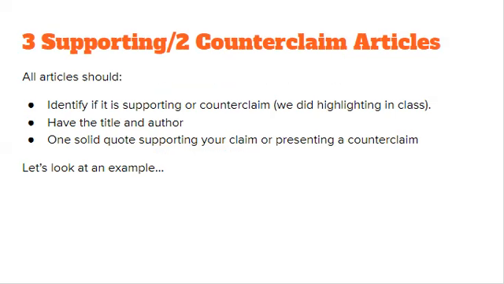Now, taking a look, remember you needed 3 supporting articles and 2 counterclaim articles. All of your articles should basically identify if it's supporting or counterclaim. We did highlighting in class, blue for supporting and red for counterclaim, so that will show me if you didn't specifically identify it. They should have the title of the article as well as the author of the article. And then I also asked for the website when we were working on that as well, so you could easily have the website or URL link. Those both work. And then again, you should have 1 solid quote supporting your claim or presenting a counterclaim depending on the article. So now let's take a look at an example.